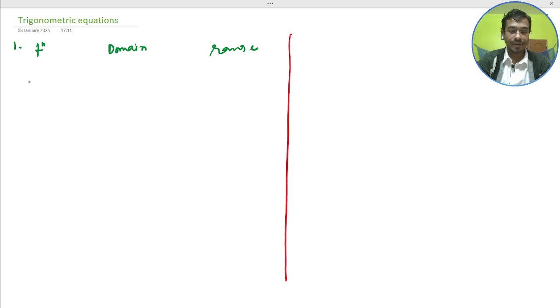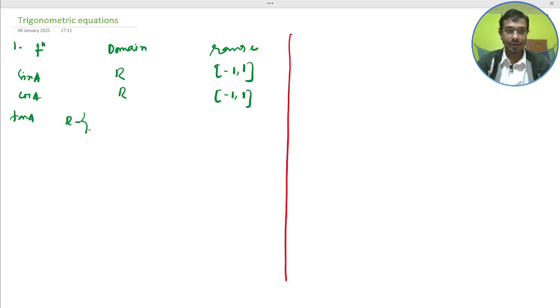For sin A, the domain is R and the range is -1 to 1. For cos A, the domain is also R, and the range is also -1 to 1. For tan A, very important, the domain is R minus (2n+1) pi by 2, that is the odd multiple of pi by 2, and the range is R, minus infinity to infinity.